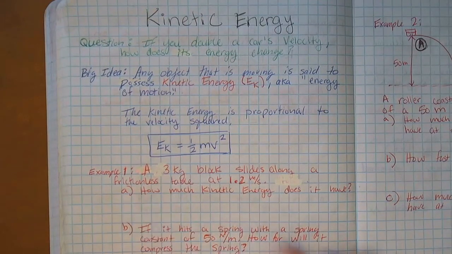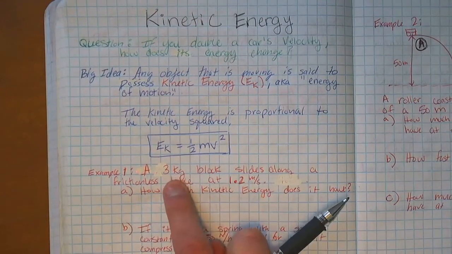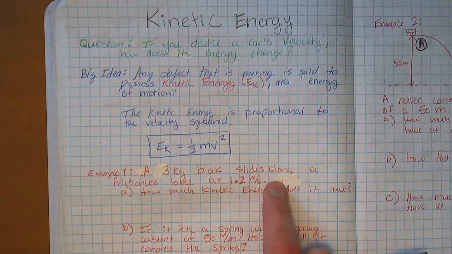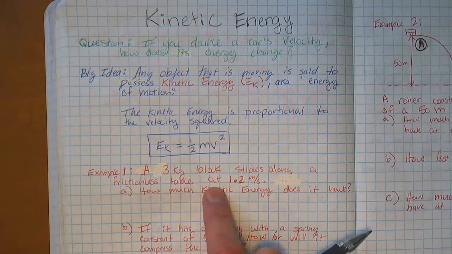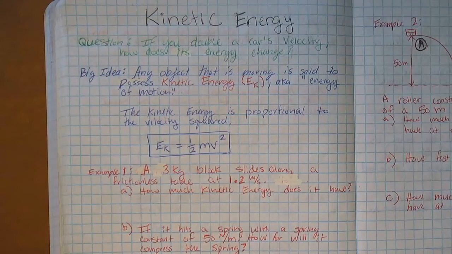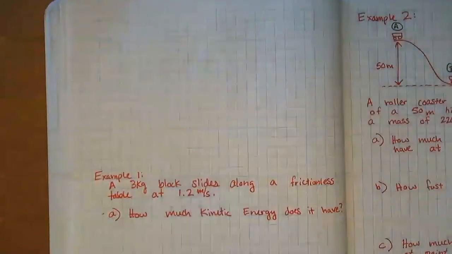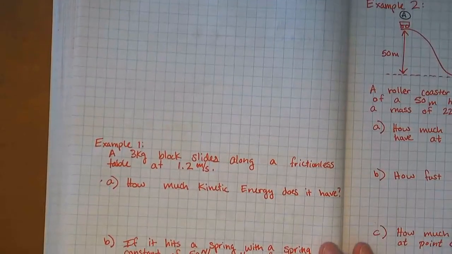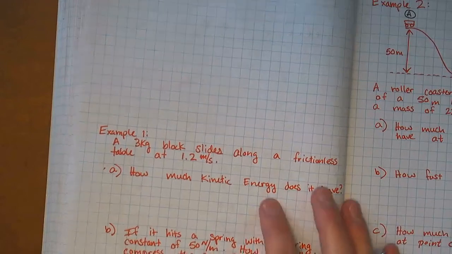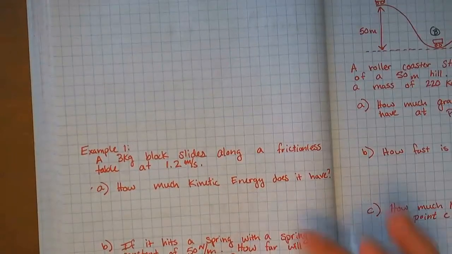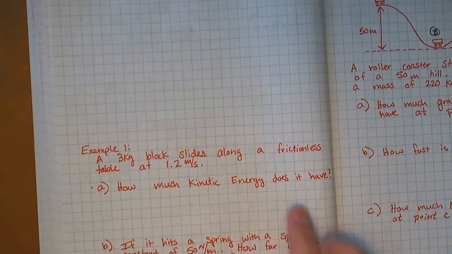So let's go ahead and take a look at an example problem here. We have a 3-kilogram block that slides down a frictionless table at 1.2 meters per second. How much kinetic energy does it have? So let's go ahead and switch over to my blank paper here. So how much kinetic energy does the block have?